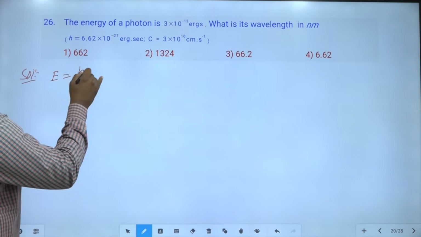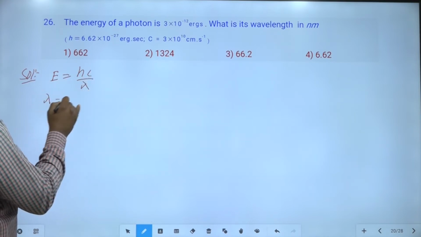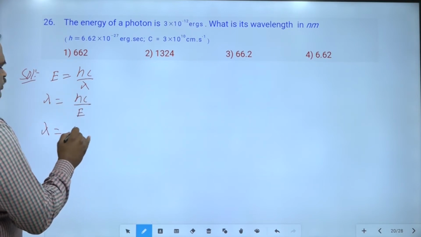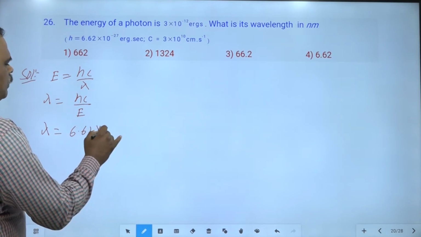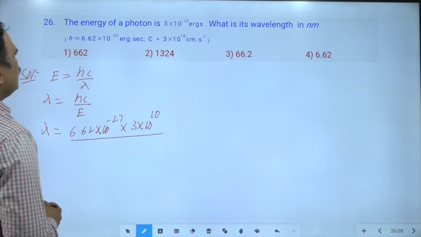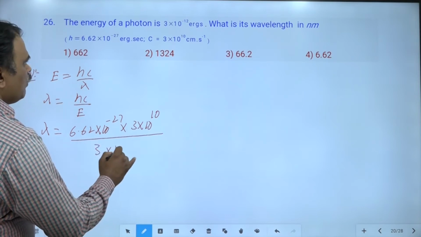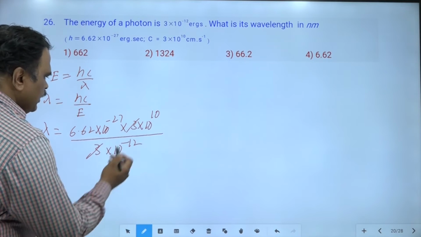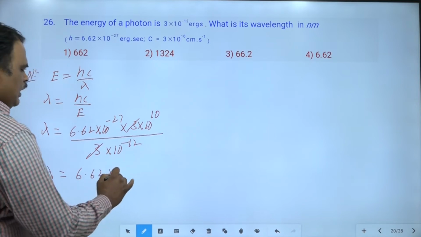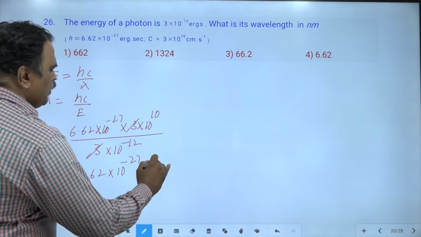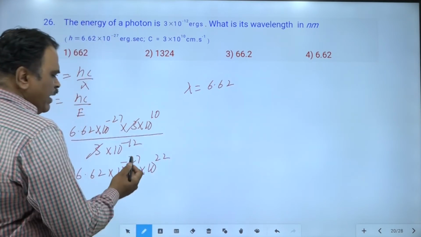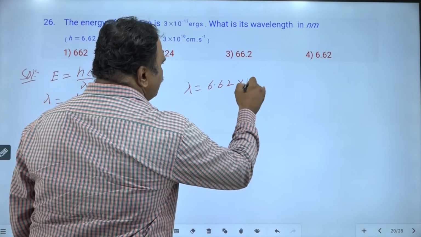E is equal to hc by lambda. We have to find lambda, so lambda is equal to hc divided by E. Lambda is equal to h value 6.62 into 10 power minus 27 into 3 into 10 power 10, divided by the energy, which is given as 3 into 10 power minus 12. 3 cancels, and 10 power minus 12 becomes positive, so lambda is equal to 6.62 into 10 power minus 27 into 10 power plus 22.